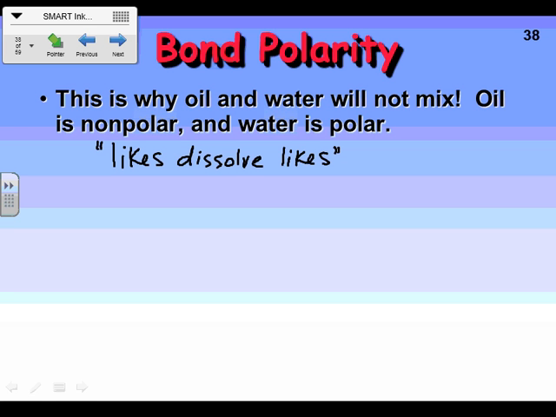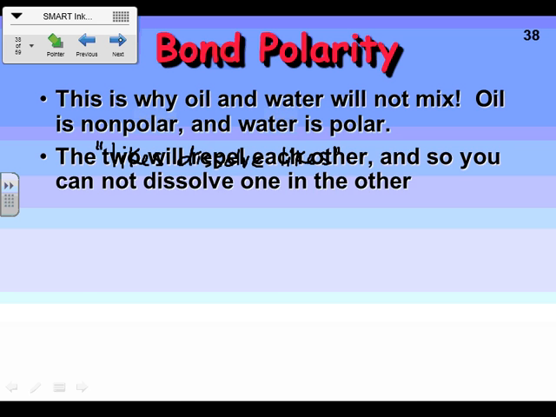Oil doesn't really have a charge. The molecules that make up oil are fairly non-charged, okay? So you put it into water, it's not all that attracted to water, and the water is really more attracted to itself than it is to the oil, so the oil doesn't mix with the water, okay?